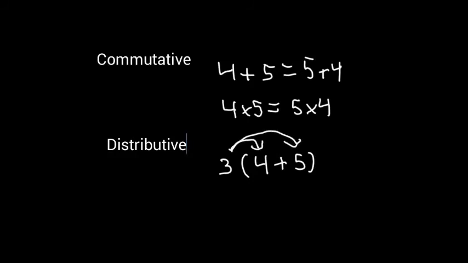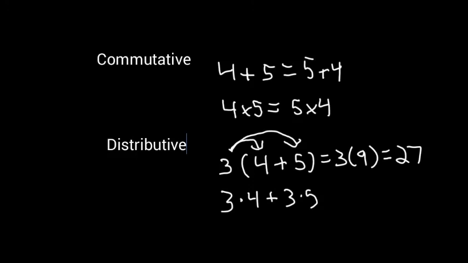So I do 3 times 4. Keep that plus sign. 3 times 5. And I'm going to prove to you that this works. So if I was to do this order of operations on that first one, I would do 4 plus 5, which is 9. And then I would do 3 times 9, which is 27. So if I do it with distribution, I do 3 times 4 is 12. 3 times 5 is 15. And 12 plus 15 is 27. So I just proved that the distributive property works.